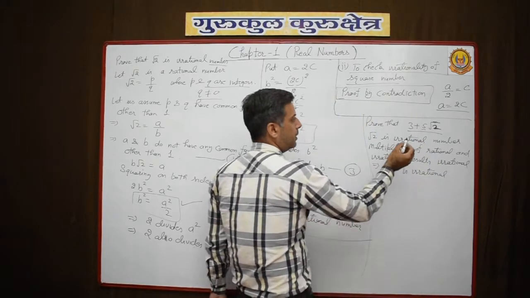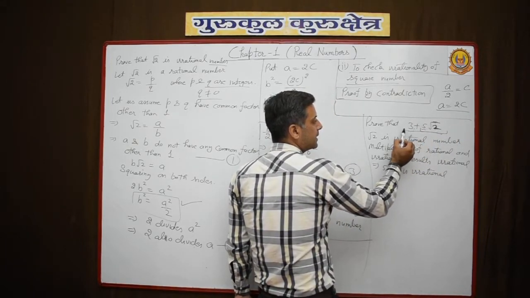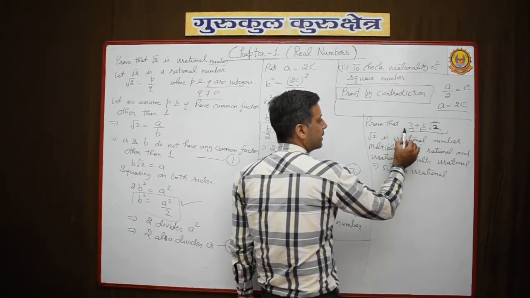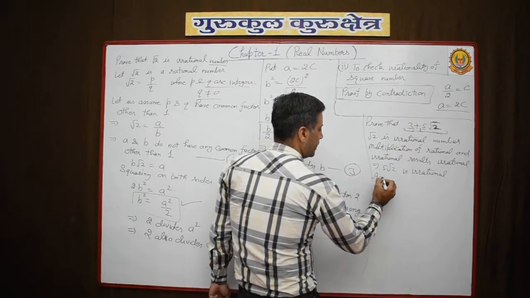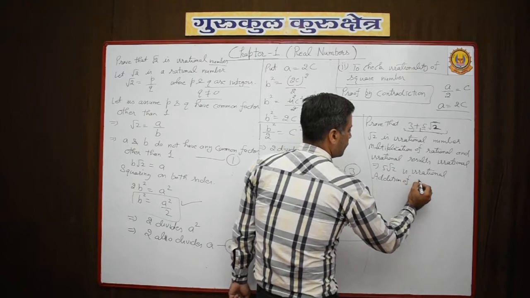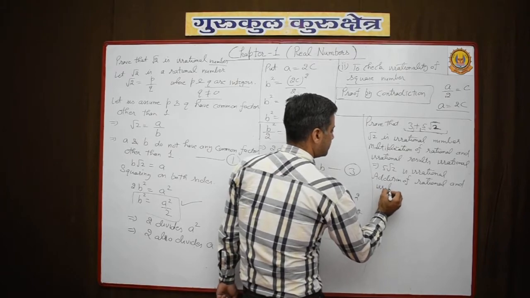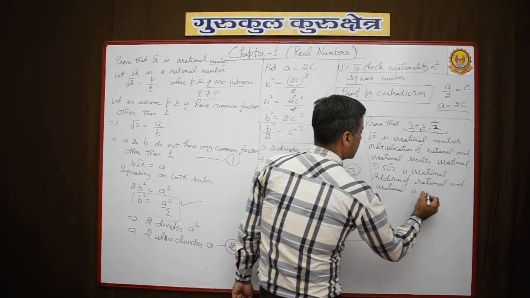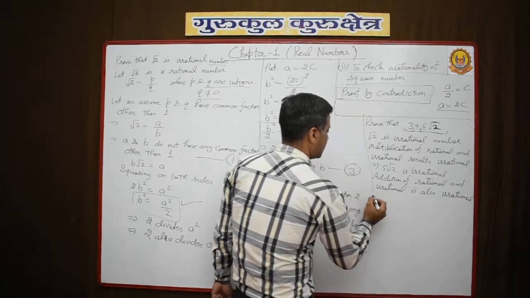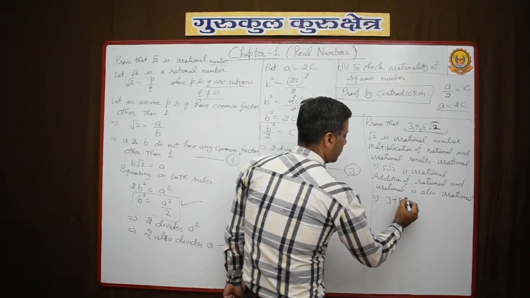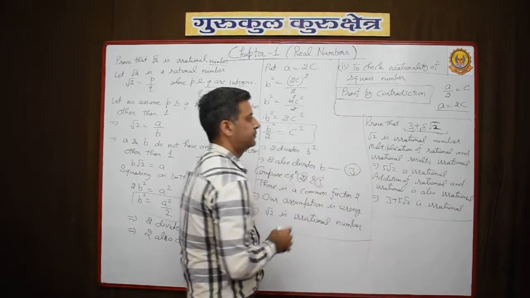Now again, one more step. This has become irrational. So now the addition of this number and this number, that is, addition of the rational number 3 and an irrational number, is also an irrational number. So addition of rational and irrational is also irrational. So this implies 3 plus 5 root 2 is irrational. So this is the result.